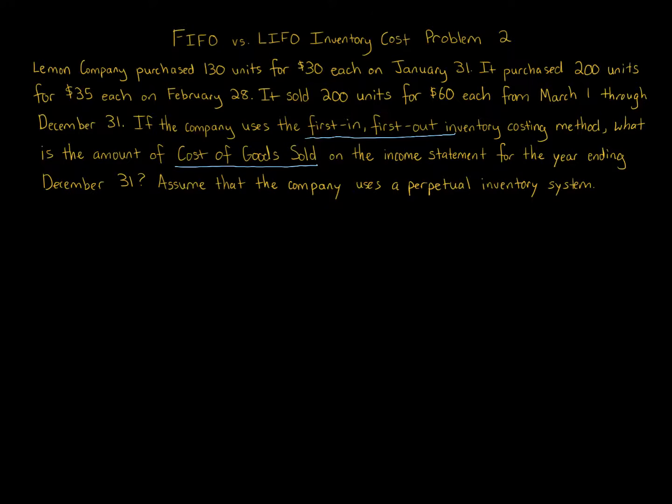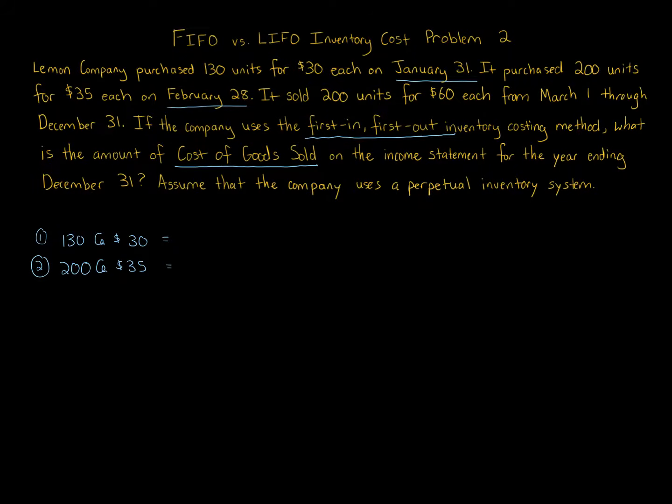So we're told on January 31st, Lemon Company purchased 130 units for $30 each. That's layer 1. So layer 1, 130 units at $30 each, and we get our total amount there. You can calculate that. I'm not going to do it because you're jumping the gun. It could just be completely eliminated depending on what you're calculating. Next, we're told on February 28th, there's 200 units purchased by the company at $35 each.